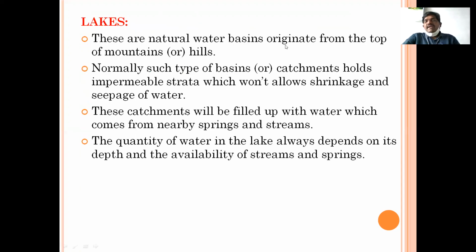See here, these are natural water basins originating from the top of mountains or hills. Normally, basins or catchments hold water where there is impermeable strata which won't allow seepage of water. How are they forming? Simply, they originate from the top of mountains whose bottom is an impermeable membrane which may not allow the seepage of water. This is the first prerequisite of a lake.